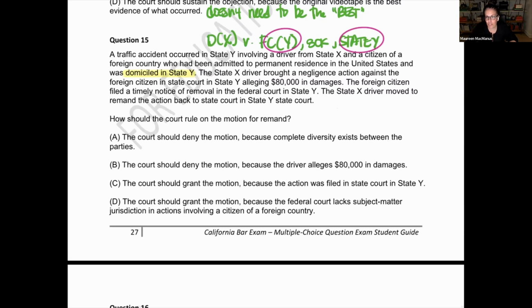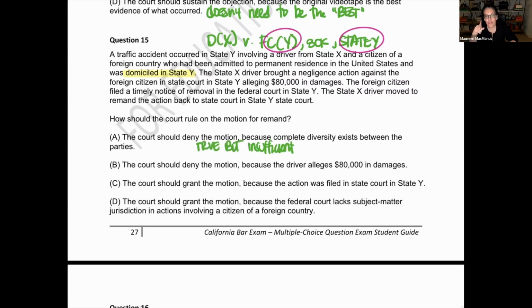The court should remand it because it was not proper to remove the case because of the defendant citizen rule. All right, so the court should deny the motion because complete diversity exists. Doesn't matter. So it's the incorrect result. And it's insufficient just for there to be complete diversity. So yes, it's true. I'm not going to say true, but insufficient.